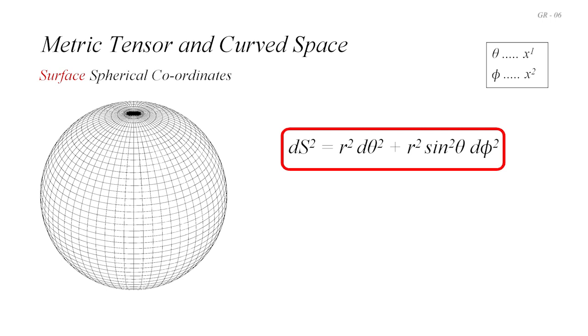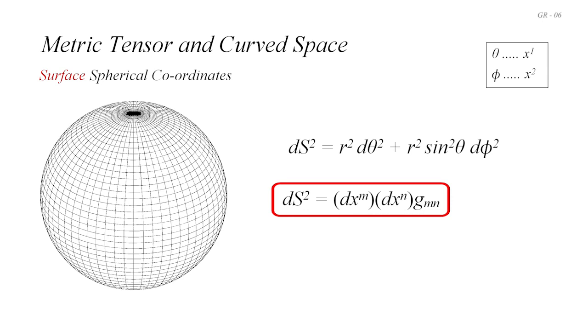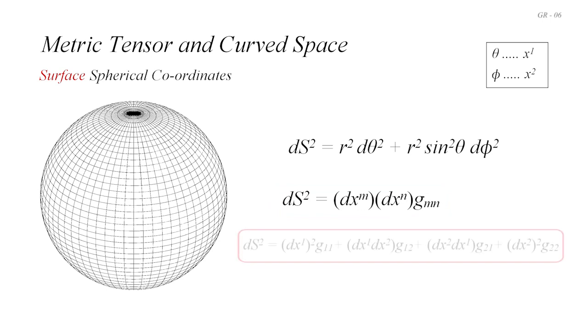This relationship, which we haven't proved but can easily be found from the geometry and which we will just assume, must be the same as our known formula for ds squared, which applies in any frame of reference and in any space, namely, in the Einstein summation convention, ds squared equals dxm dxn gmn. And this formula, if expanded over the two dimensions, gives us, as before, this expression.